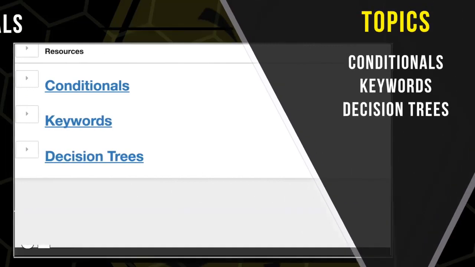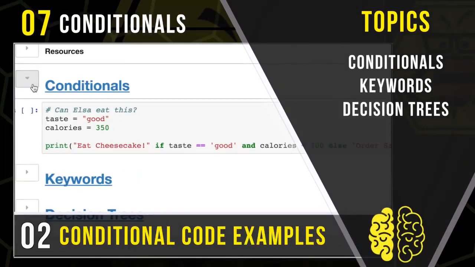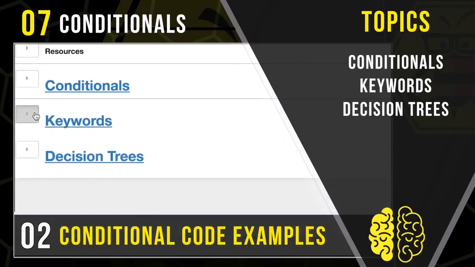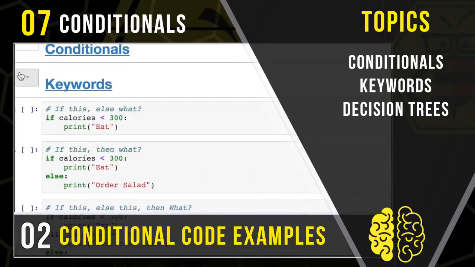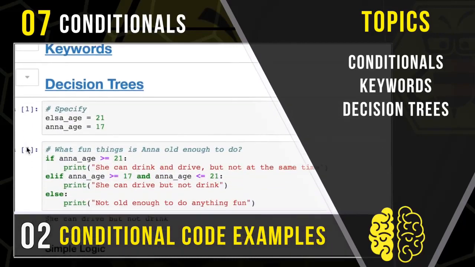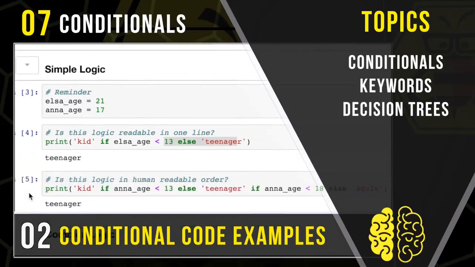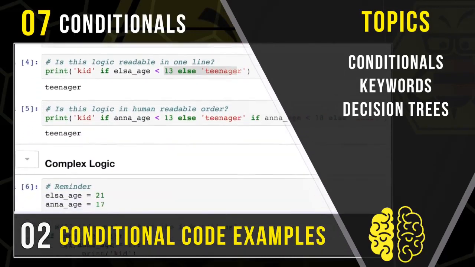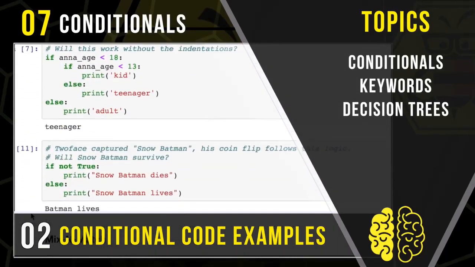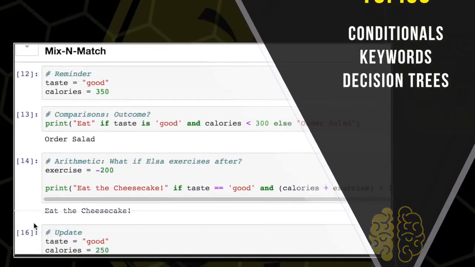Okay, in today's lecture, we're going to be looking at some examples of conditionals. So we're going to look at a canonical example to start with, and then we're going to get an overview of the keywords if, else, and elif. And then we're going to look at how they can stack into decision trees. We'll look at some ways you can write them out in one line, and then when you have more complex logic, how you might want to look at nesting them and how those will evaluate. And finally, we're going to mix and match these conditionals with things that we've learned before.